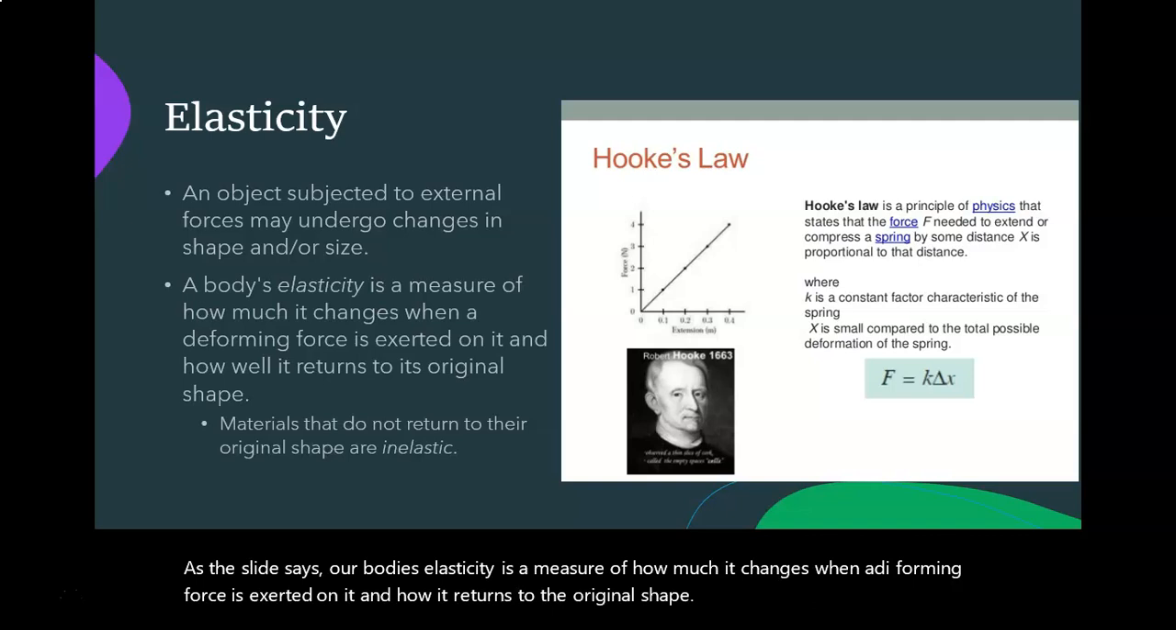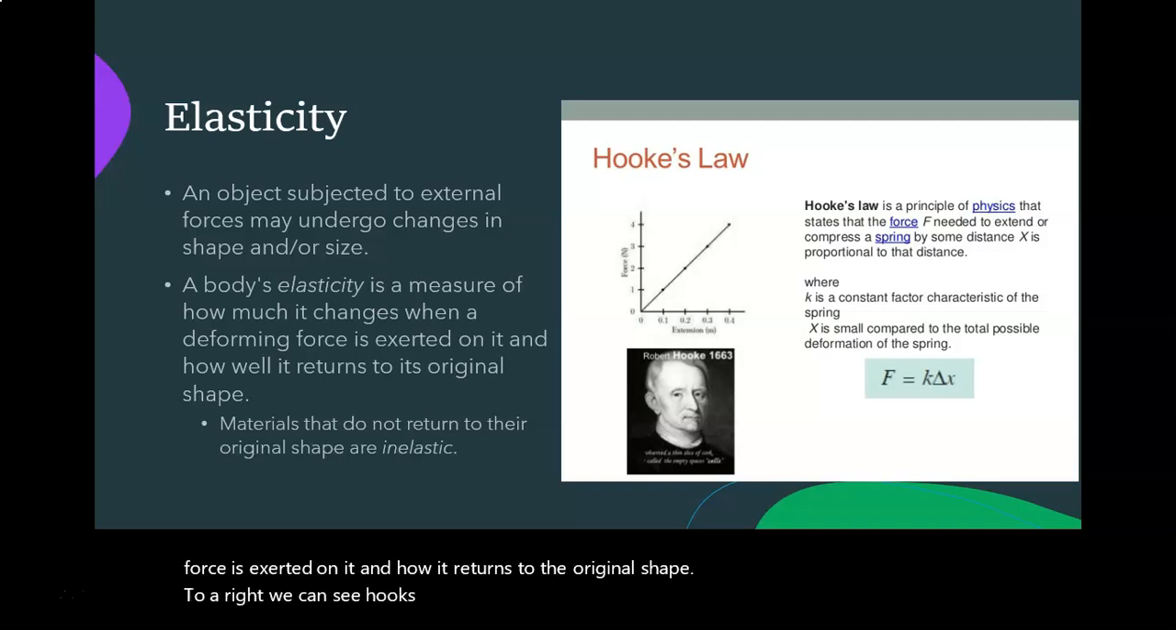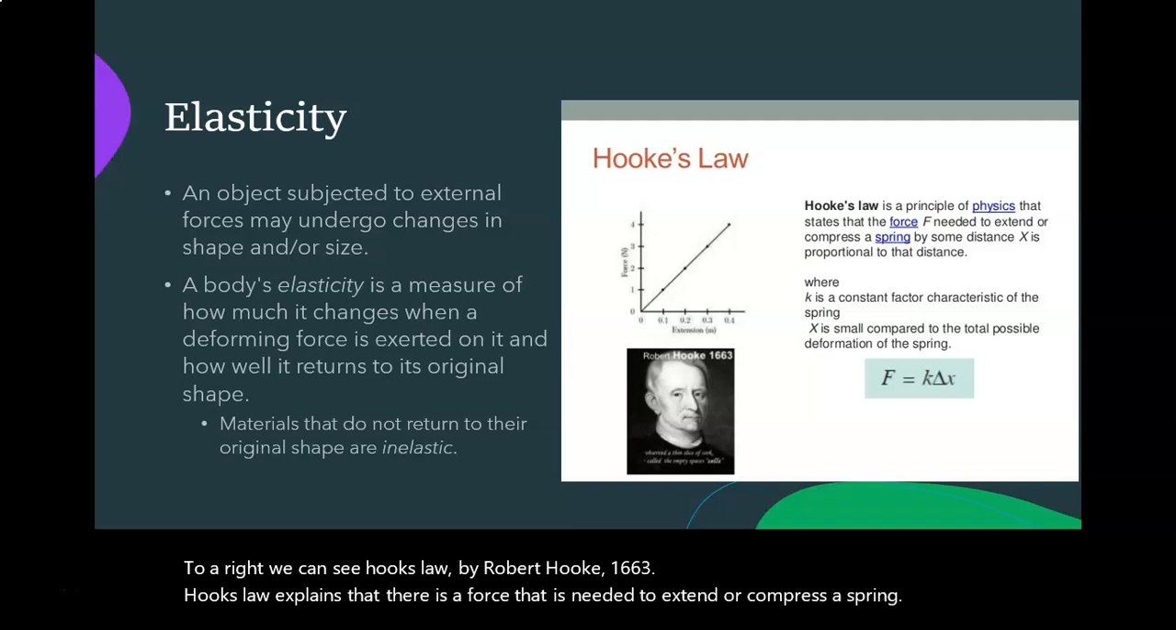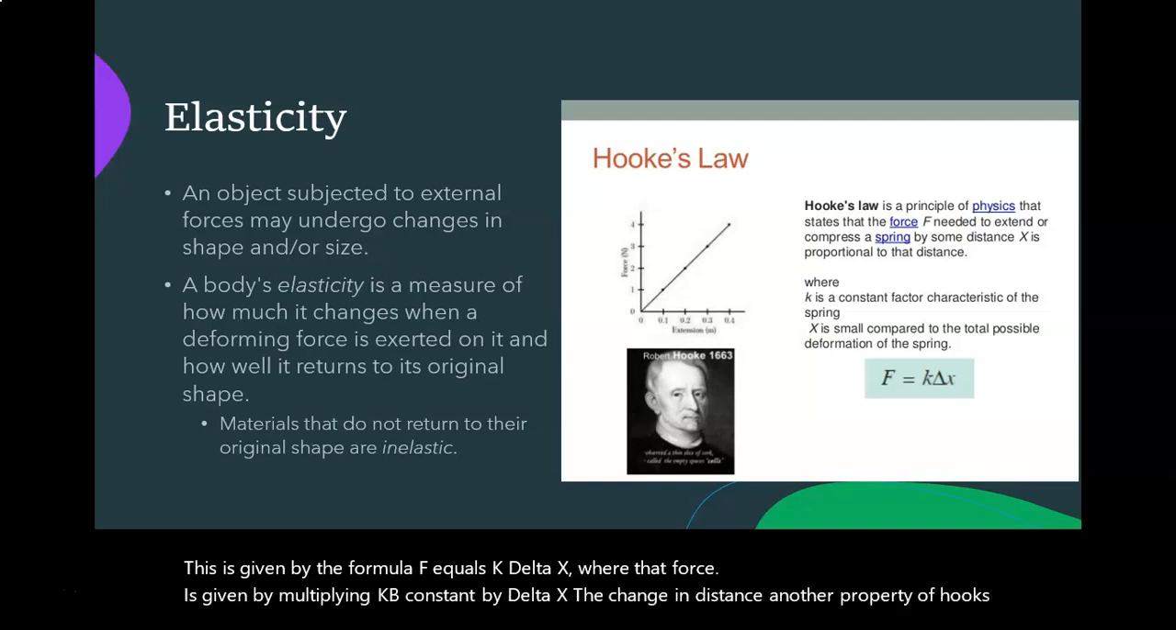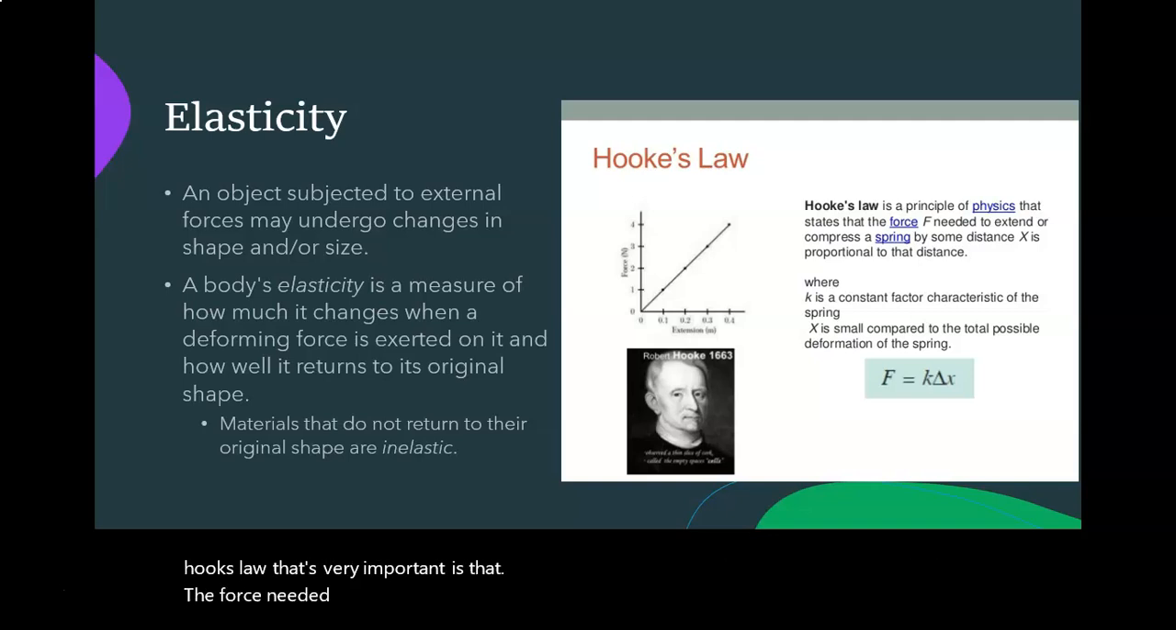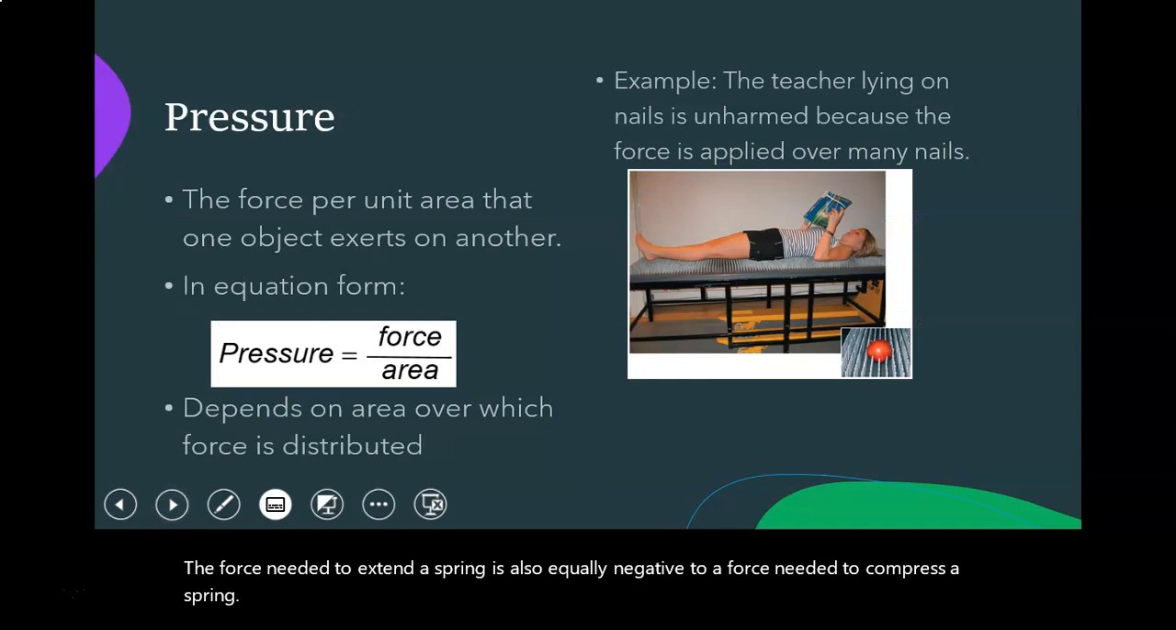To our right, we can see Hooke's Law by Robert Hooke, 1663. Hooke's Law explains that there is a force that is needed to extend or compress a spring. This is given by the formula F equals K delta X, where that force is given by multiplying K, the constant, by delta X, the change in distance. Another property of Hooke's Law that's very important is that the force needed to extend a spring is also equally negative to a force needed to compress a spring.